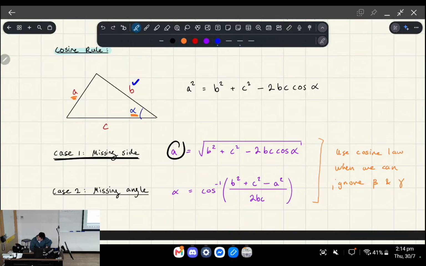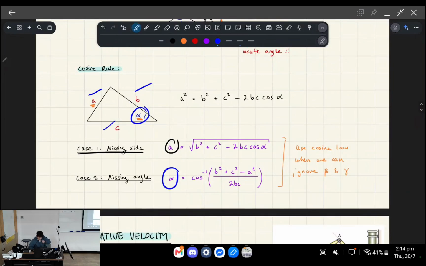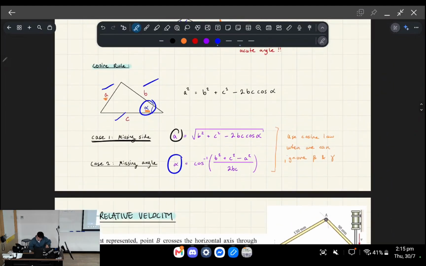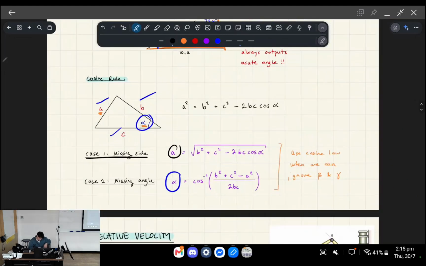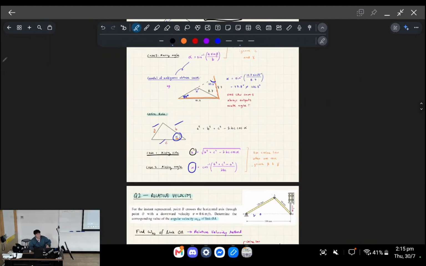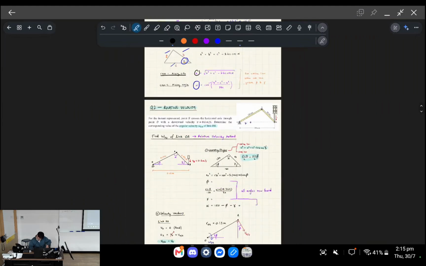So you need to have B, C, the other 2 side lengths, and the opposite corner's angle. But if you were to try to solve for alpha instead, you need to know all 3 side lengths. So that's these 2 expressions. That's just a recap of how those work, and you won't run into any issues with cosine rule. Any questions? This is finding angles based on geometry.